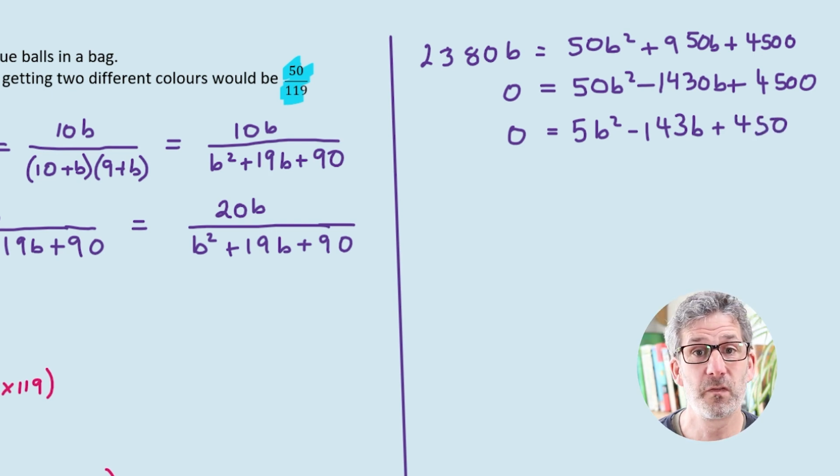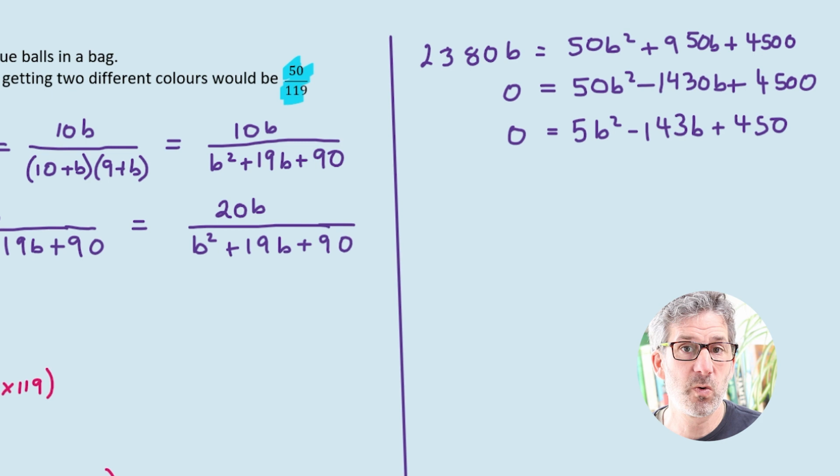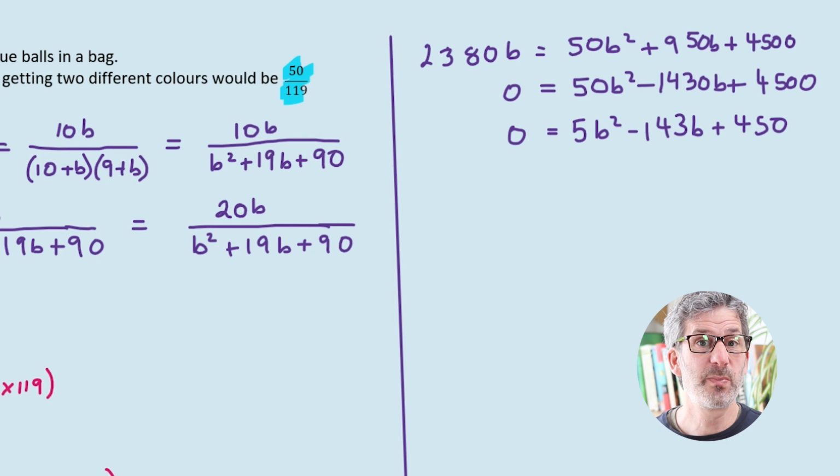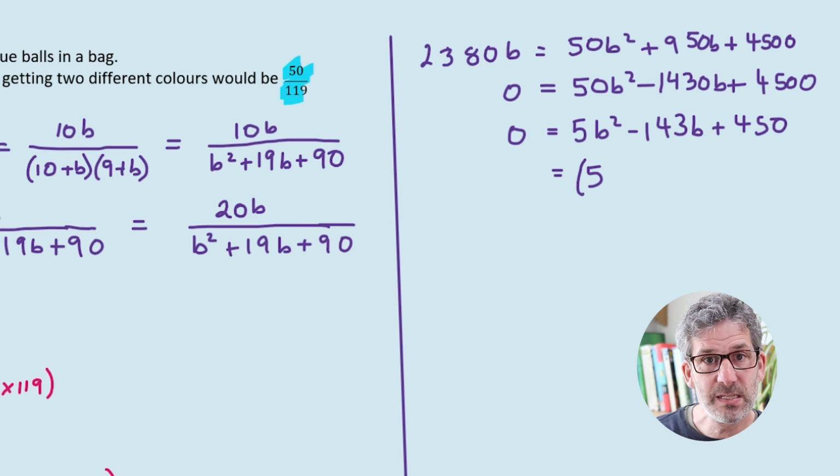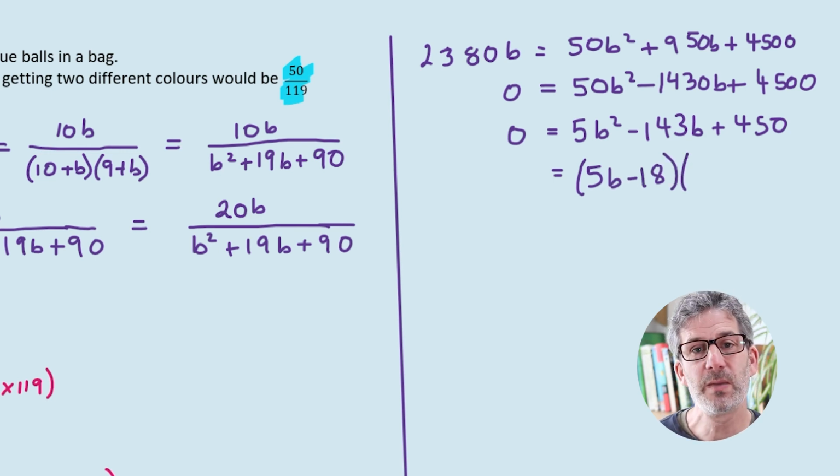We could use the quadratic formula at this point, but in fact this equation factorizes, as will all of these types of questions where you know you're going to end up with a whole number solution. We're looking for the number of balls, so it's not going to be a decimal. And given this could very possibly be in a non-calculator question, you're going to want to be able to factorize these harder expressions. It's a good skill to have. I'm not going to go through it now, but as before, I'll put some links below if you want to practice that particular skill. In this instance, it factorizes to 5b minus 18 and b minus 25.